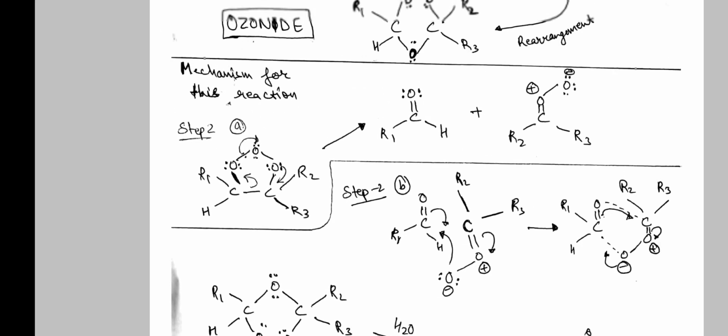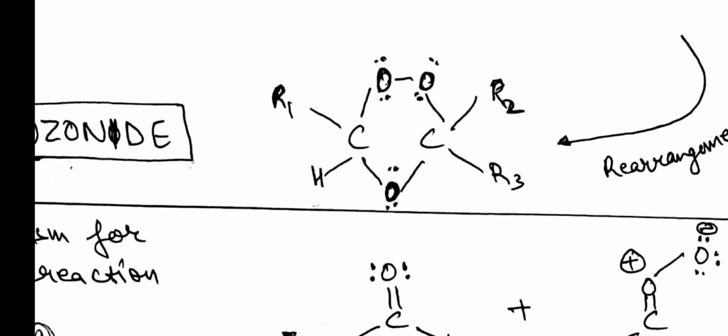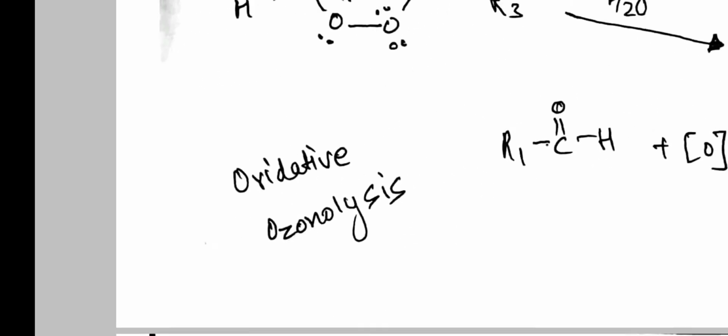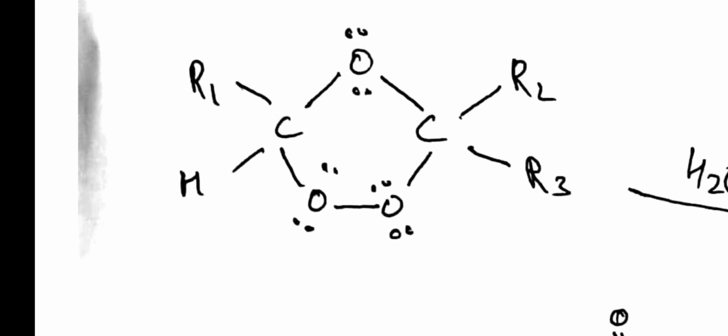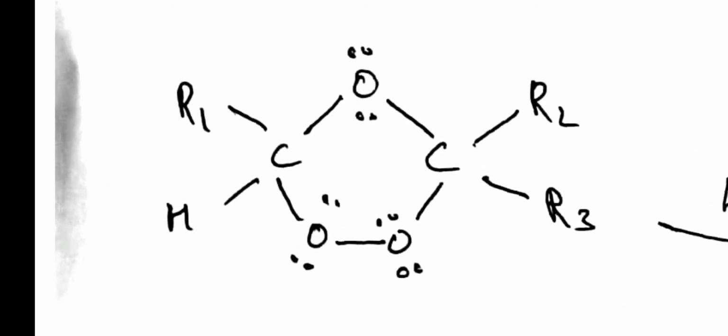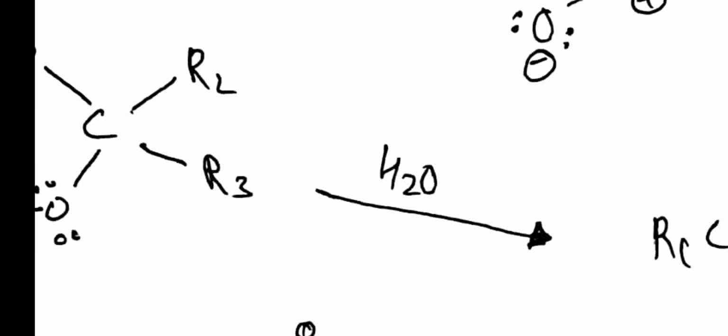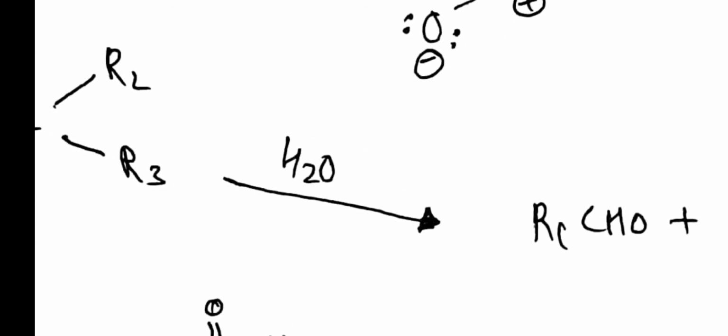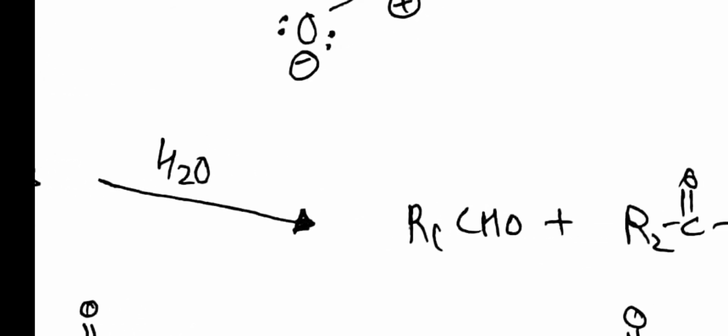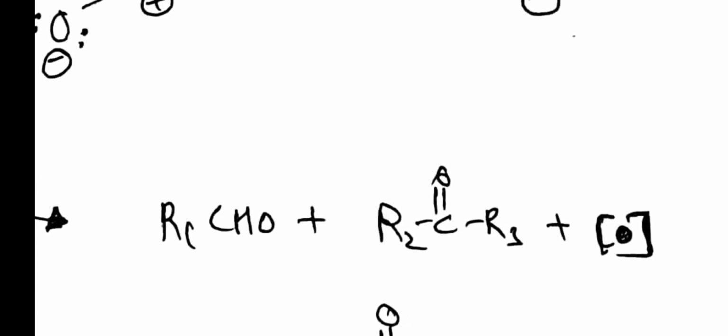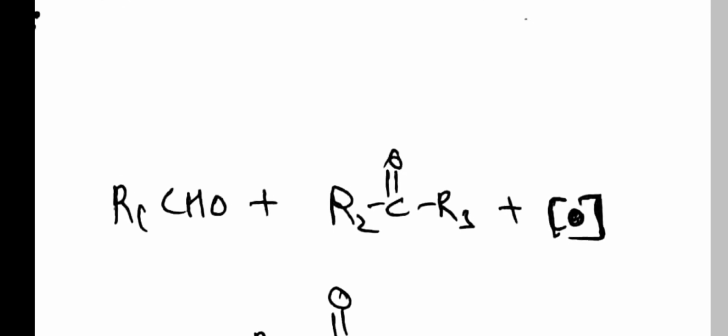As I clearly showed you, this is the inverted image. I've just drawn it like this for convenience. You can see a pentagon is formed of 3 oxygen and 2 carbon atoms. The last step is the addition of hydrogen and water, and you get R1CHO and R2C double bond O R3, and you get a nascent oxygen.